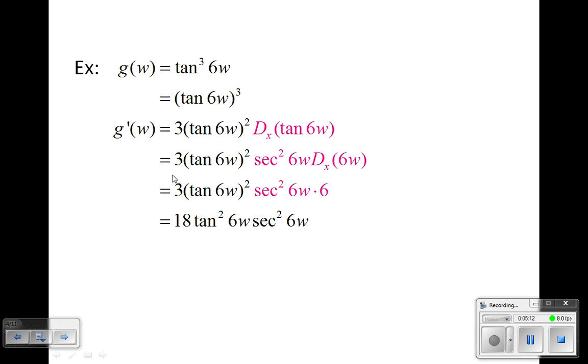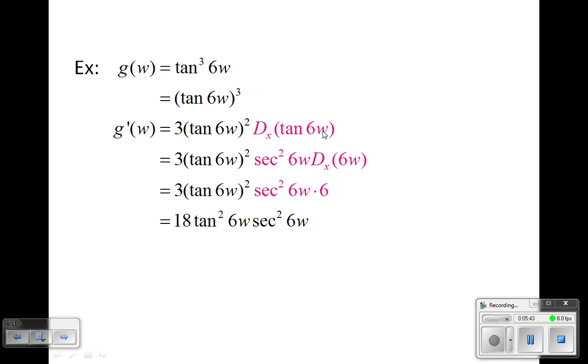Next one. Another trig function, I have tangent of 6w, whole thing cubed. Just in case you're kind of rusty on notation, when the 3 is in the exponent right up there, that really means tangent of 6w, the whole thing being cubed. So if you think of it like this, then again, power rule should come to mind. So the derivative with power rule, the 3 comes down in front, I rewrite the inside, I subtract 1 from the exponent, and I have to remember the chain part. I have to take the derivative of tangent of 6w.